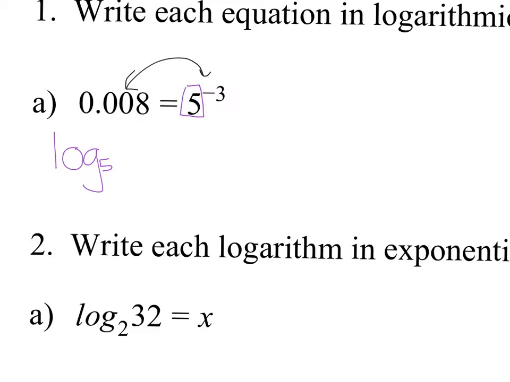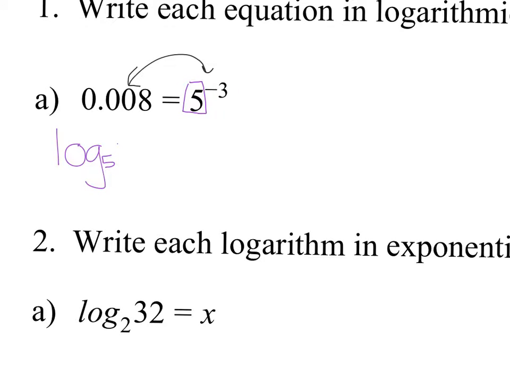When you're writing this, these numbers always get flip-flopped. So this would be log base 5 of 0.008 is equal to -3. When you're looking at this, the 5 is the base, and whatever the number is with the 5 in the original, that's what it's equal to in the opposite.